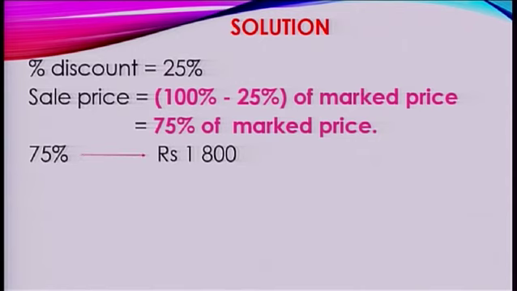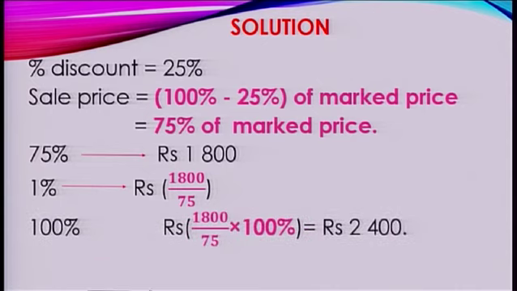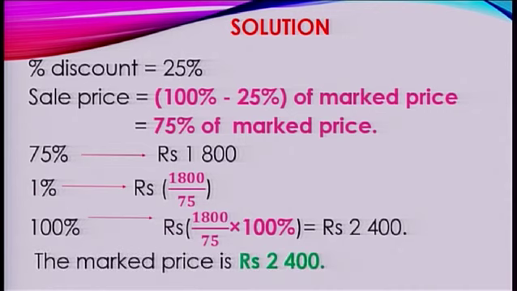Now, 75% represents 1,800. Now we go back to 1%. So 1% will be 1,800 divided by 75. 100% will be 1,800 divided by 75 times 100%, which is 2,400 rupees. So we can say that the mark price is 2,400 rupees.